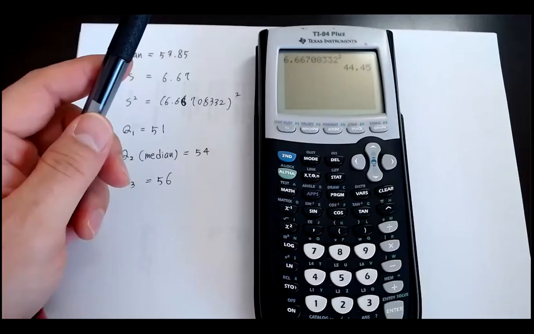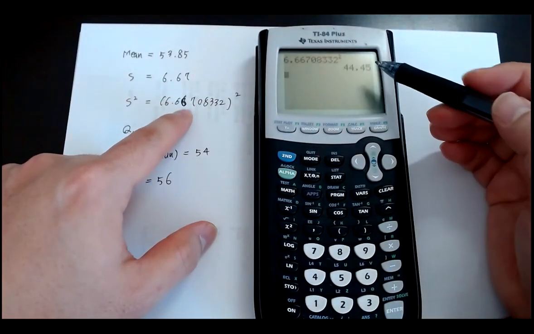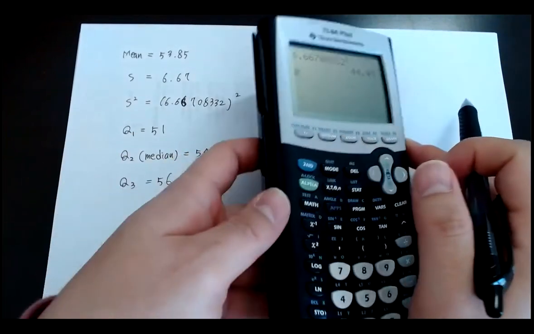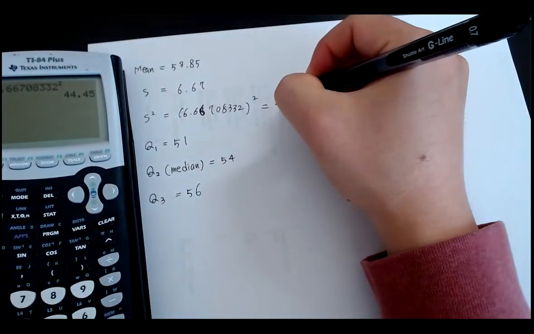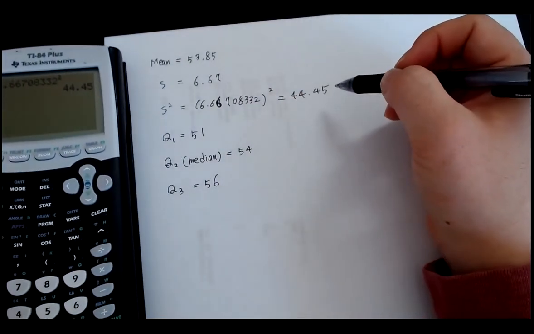So now the next one. Give me a second. All right, so I just took the square of that number. It turns out that I got 44.45. So you don't have to round up. 44.45. Okay, that's it. So that's the sample variance.